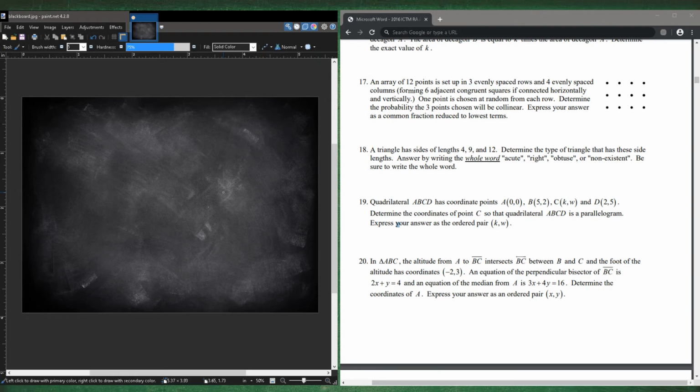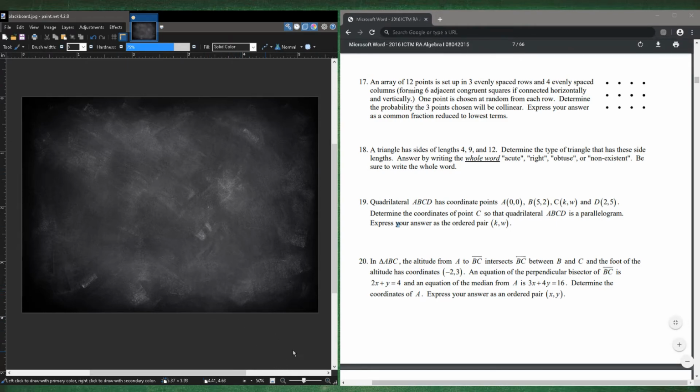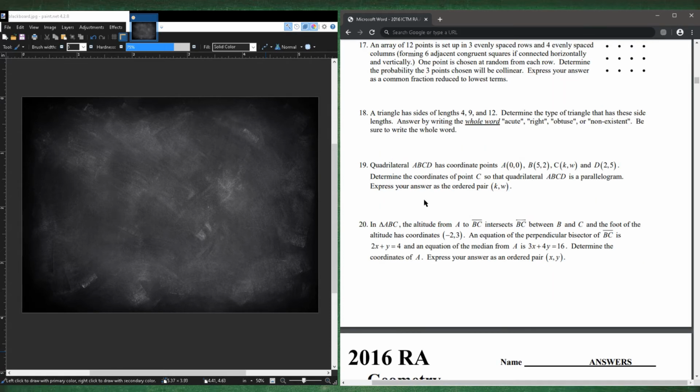But also the general idea is that if we have three side lengths, A, B, and C, and A and B are the smallest and C is the biggest, then if A squared plus B squared is smaller than C squared, then this is going to be obtuse. If A squared plus B squared is greater than C squared, then it's got to be acute. And if it's equal to each other, that's just the Pythagorean theorem. That's a right triangle. Okay. So those are the general ideas, but I don't memorize them. Just think logically about it.